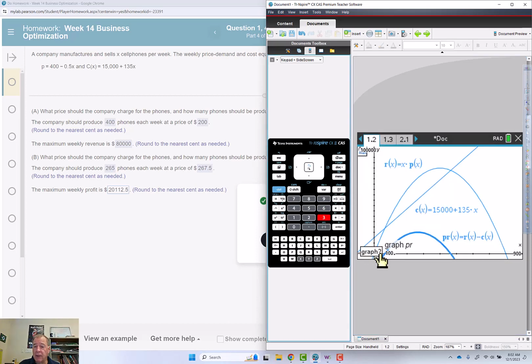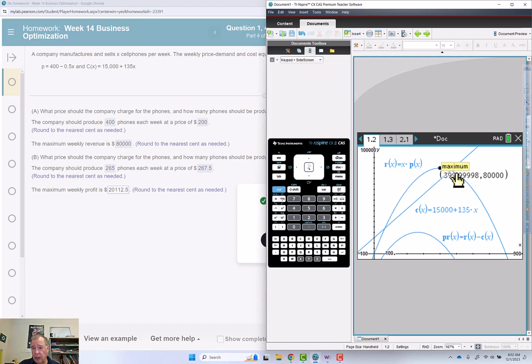Which graph? Well, I got 3 here, so the calculator asks, which one do you want the maximum of? So we're going to click on the revenue, lower bound, upper bound, and it says 399.999, so it's really 400, and our revenue is 80,000.